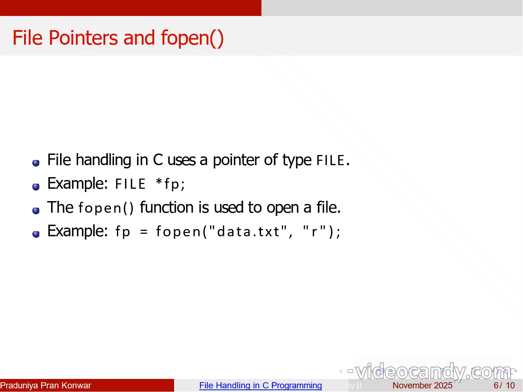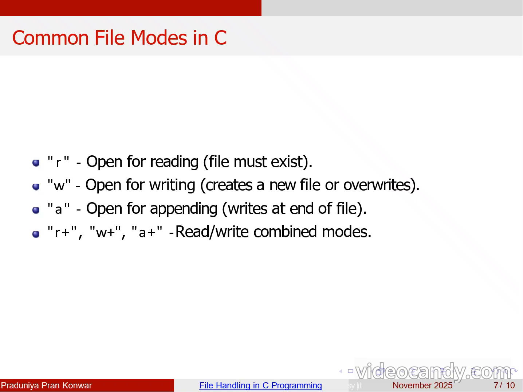So the file pointer and fopen together are essential for starting any file operations in C. Now let's talk about the different file modes used in C programming. When opening a file using the fopen function, we must specify a mode which tells the compiler what kind of operation we want to perform. If we use the mode r, it means the file is open for reading. But remember, the file must already exist.